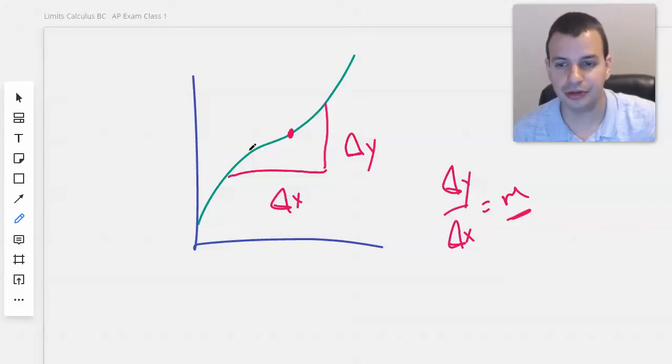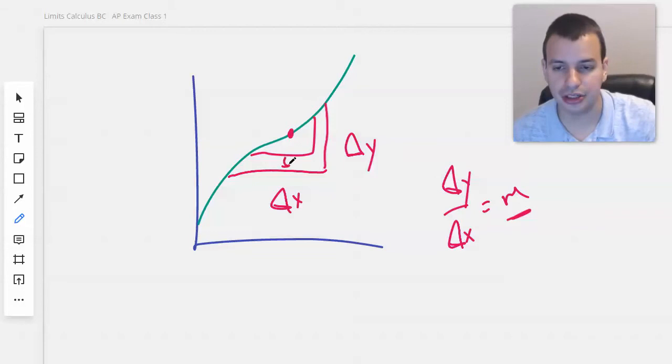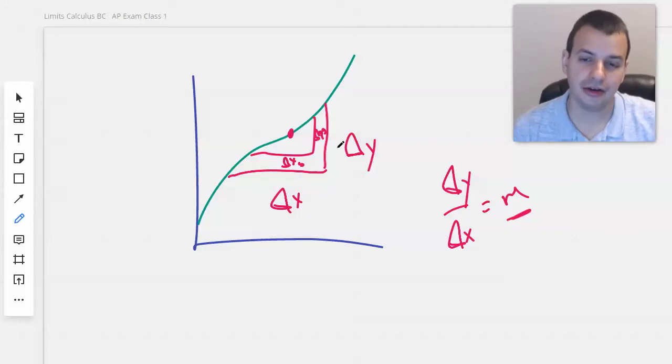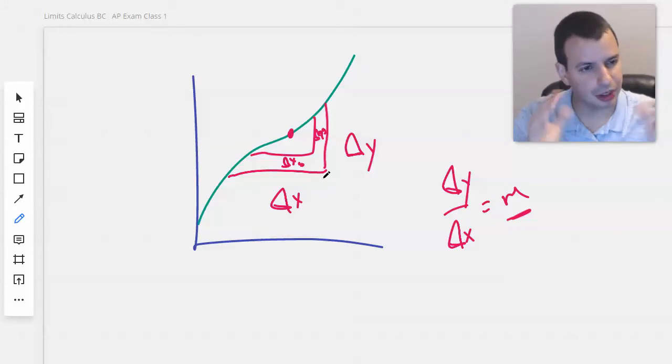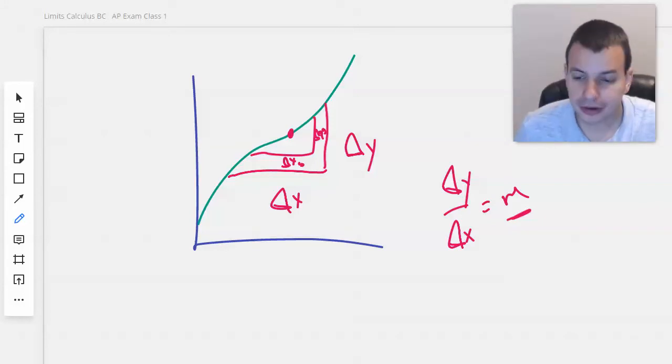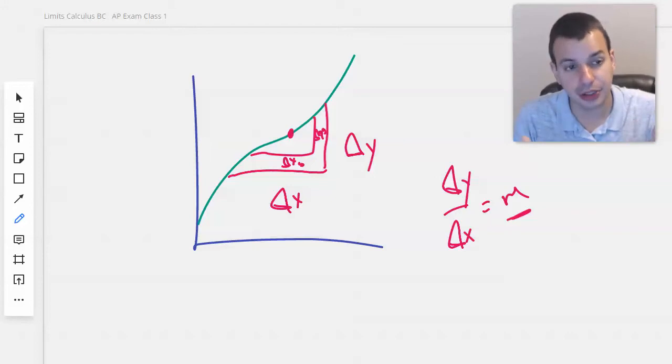And the idea here is as dy and dx get smaller, then your slope gets more and more accurate. So if we do something kind of like this, delta x small, delta y small, this will probably be more accurate than the bigger one because it's closer to the point you're looking at. And the whole idea is, how small can you get it?